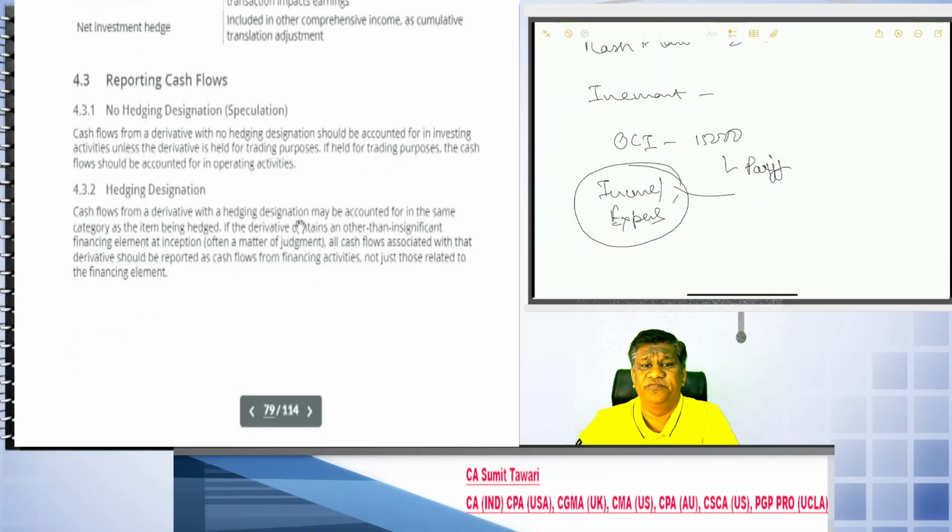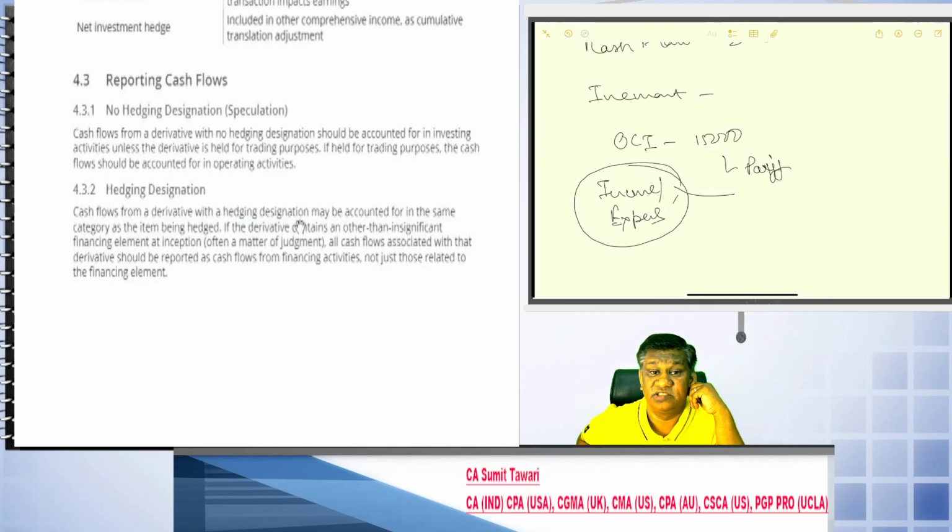Then reporting of the cash flows. No hedging designation means speculation. So cash flow from a derivative with no hedging designation should be accounted for in investing activity unless the derivative is held for trading purposes. If held for trading purposes, then the cash flow should be accounted for in operating activity. So if you're doing regular speculation, then it is an operating activity. But if you're doing it occasionally, then you need to consider this as an investing activity.